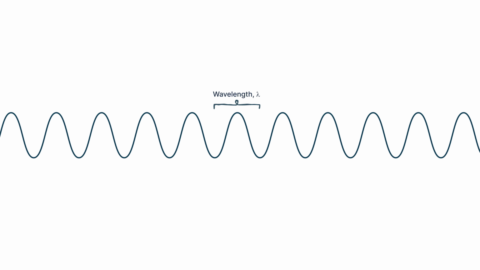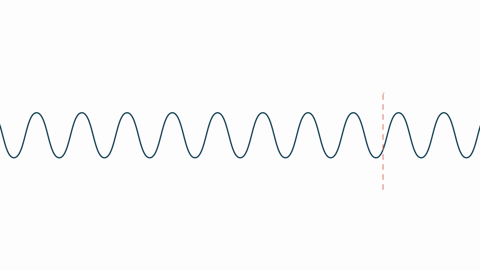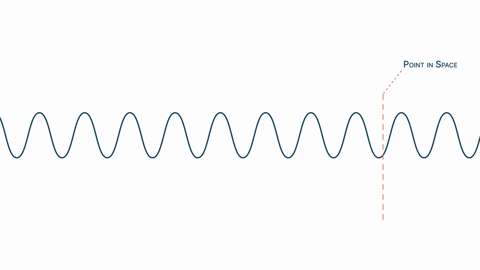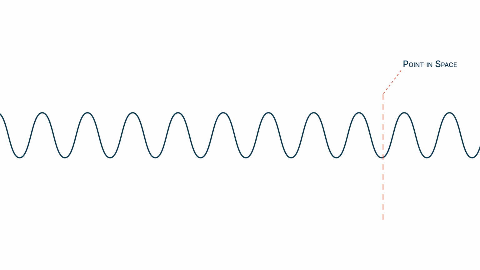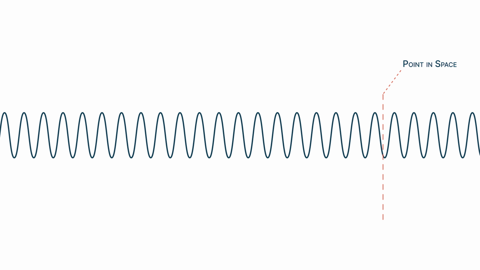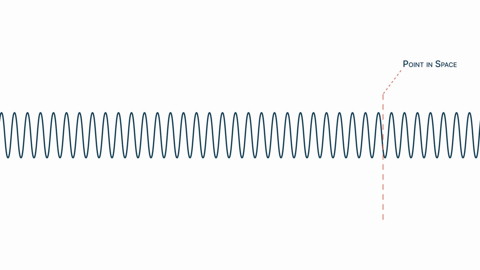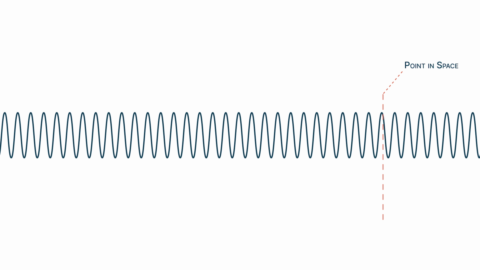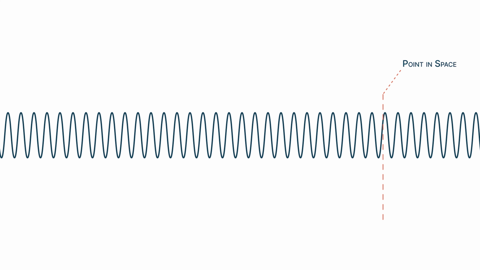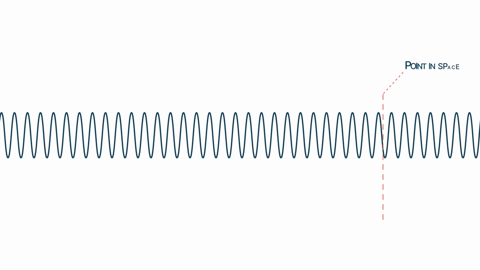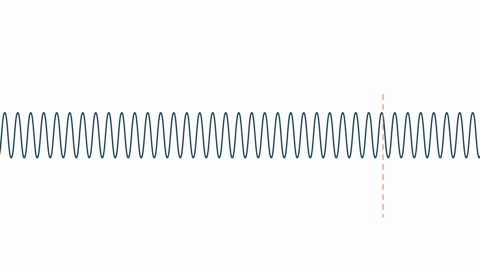Since it's a distance, wavelength is measured in meters. Frequency is the number of waves that pass a given point per second and is measured in hertz. Here you can see that if we increase the frequency of the wave, it will look like this, and you can see that there are more waves passing our point in space per second, in other words, a higher frequency. A wave with a high frequency transfers a lot of energy.